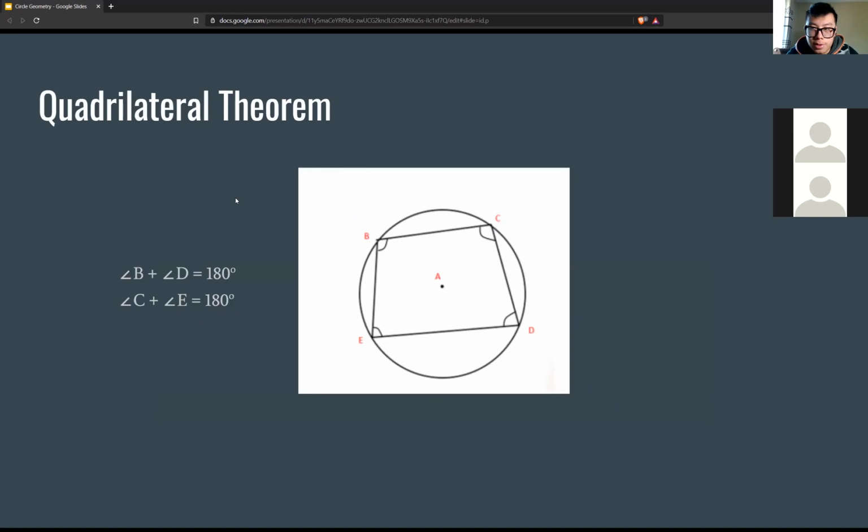And what the theorem states is that the opposite angles of the quadrilateral, so B and D, those are opposite angles, and same thing for C and E, those are opposite angles. These opposite angles add up to 180. And let's try to prove that.